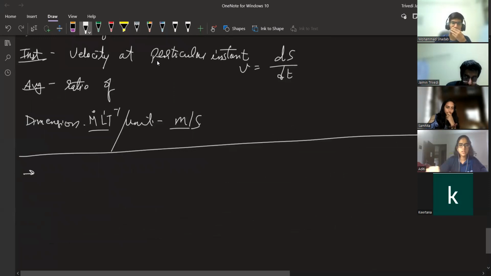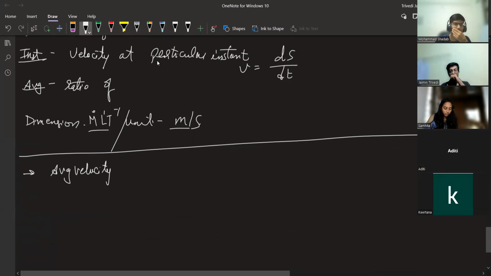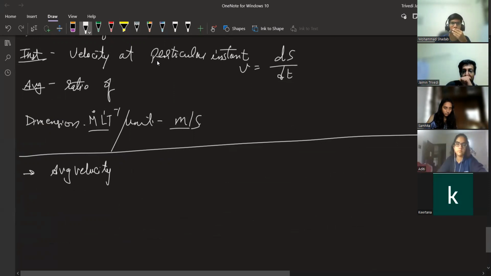Now, something too important. Average velocity can be 0. It's possible to get average velocity 0. But can average speed be 0? What do you think? Can we say that average speed will be 0? Is it possible? No, sir. No? Why do you think so?